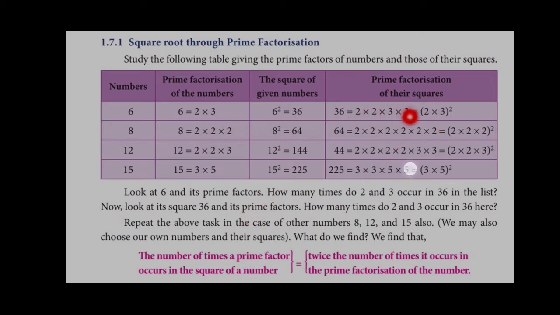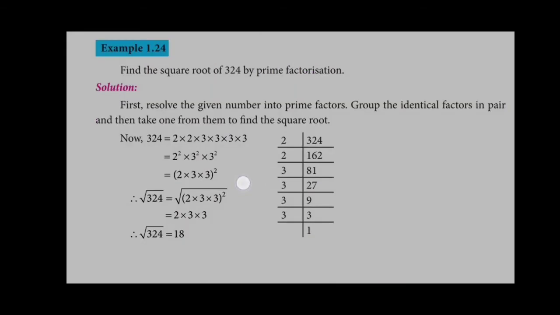In the square, 2 comes 2 times and 3 comes 2 times, so 2 into 2 into 3 into 3. In the square of 6, the factors occur twice the number of times they occur in the prime factorization of the number. So this is prime factorization for square root.